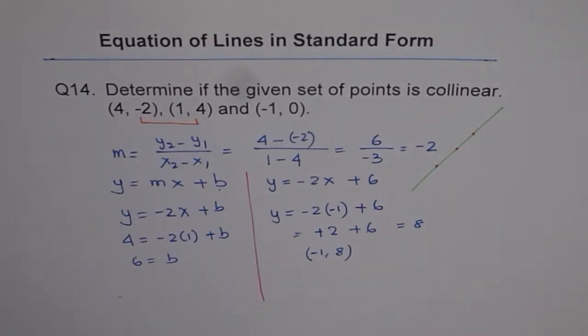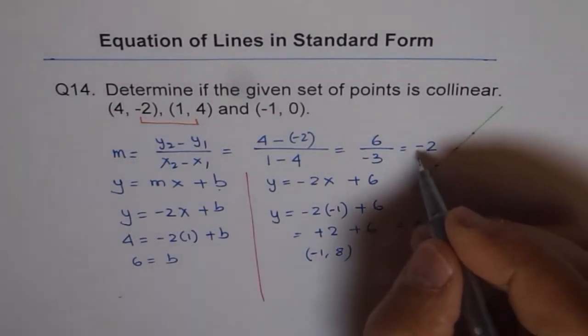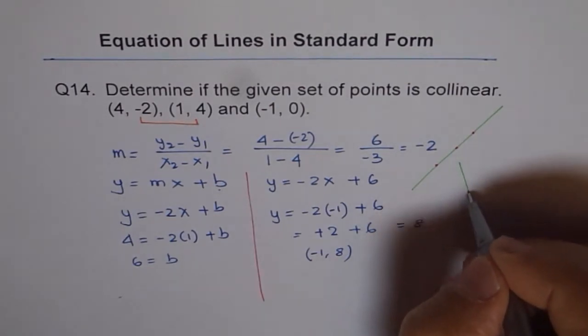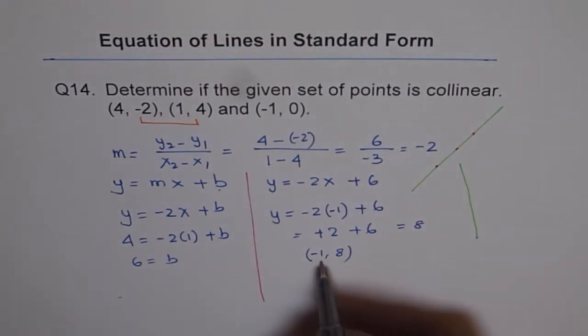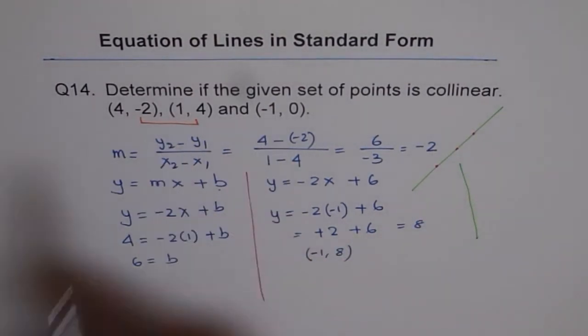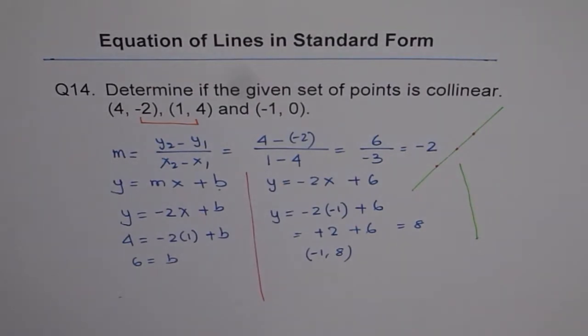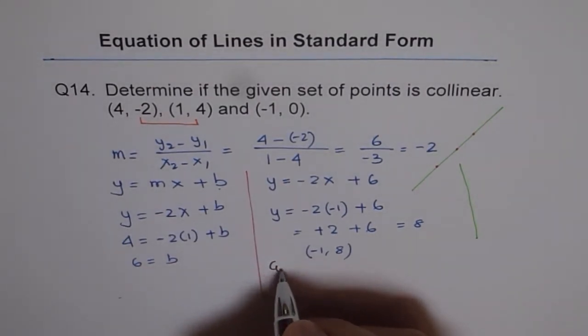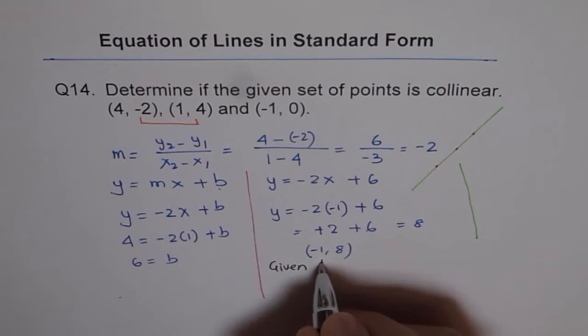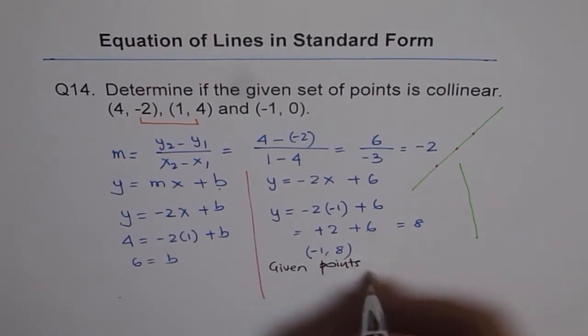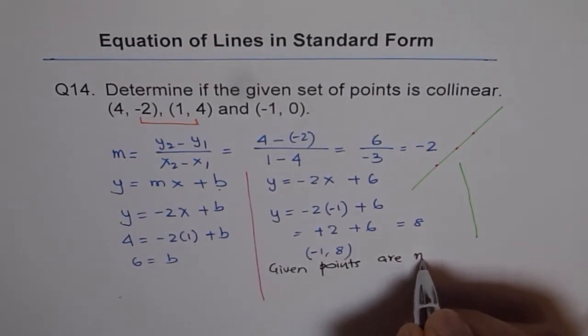So in our case, we found that the slope of the line was negative 2, so it was actually a line going like this, but the third point was not on this line, and therefore our answer is that the given points are not collinear, right?